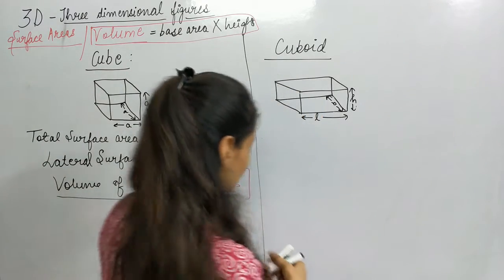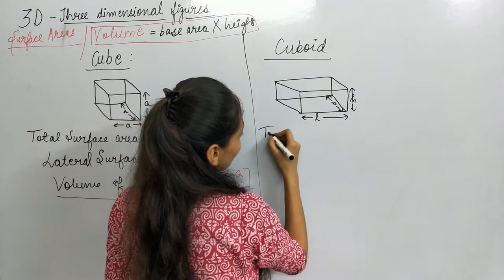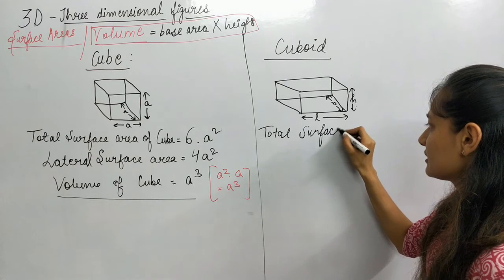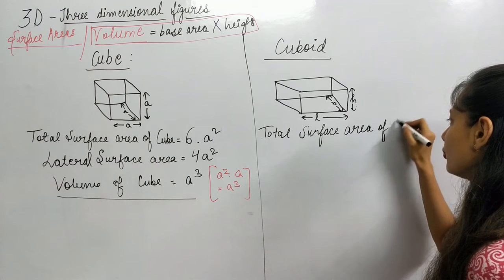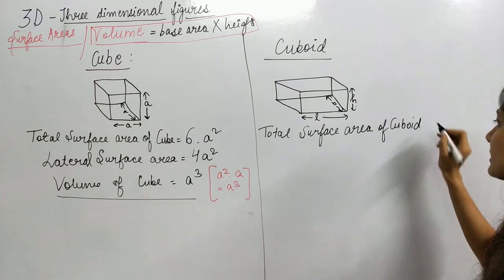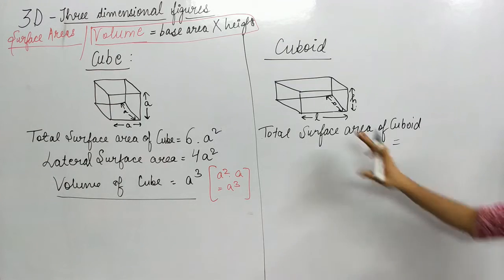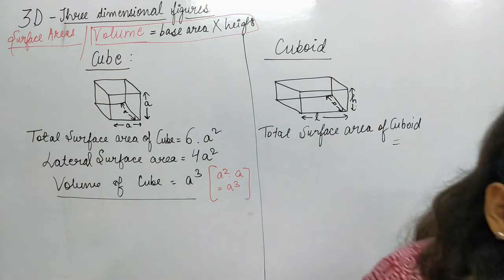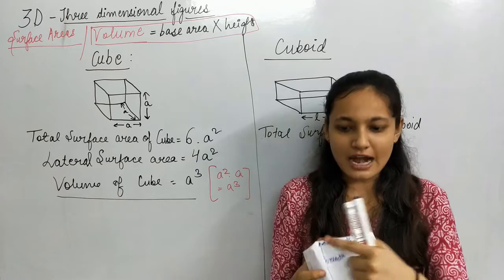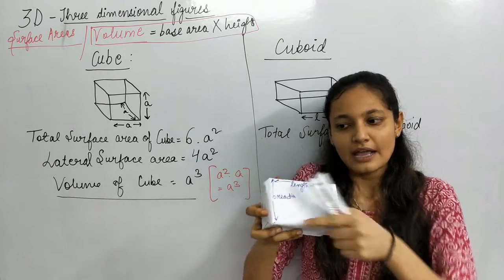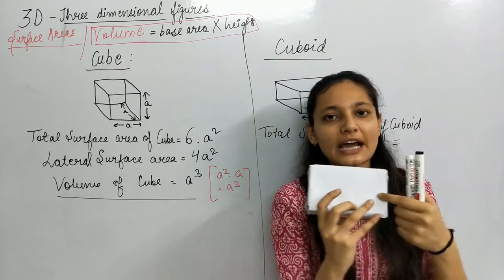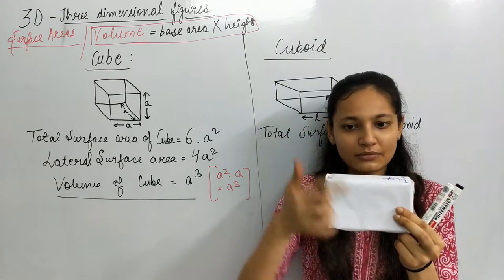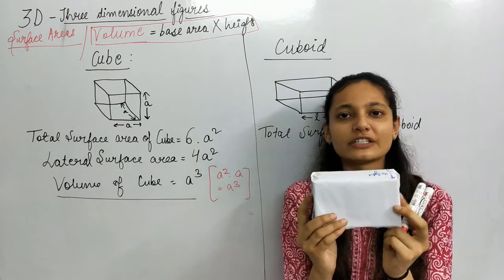All the 6 faces. So let us see total surface area of cuboid. What will be the total surface area? First of all, we will see 4 faces of the cuboid. Let us see this. This is length and breadth. And this same face is the same as the other side, that is length into breadth. These 2 faces are same. These 2 faces are same. And these 2 faces are same.